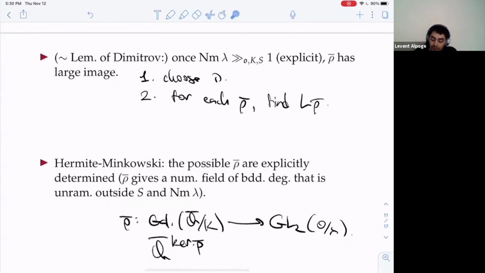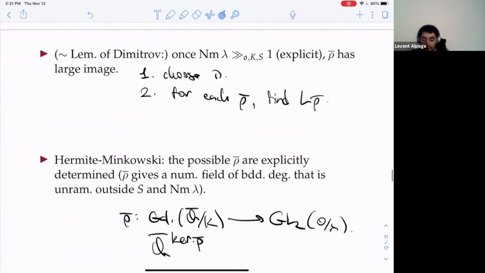So this number field, this extension of K, is of bounded degree and ramification, so easily determined by Minkowski's proof of the Hermite-Minkowski theorem. And that's how you find the rho bars given lambda. I should also say the rho bars should be odd and such, but these are not difficult conditions to guarantee after this argument.